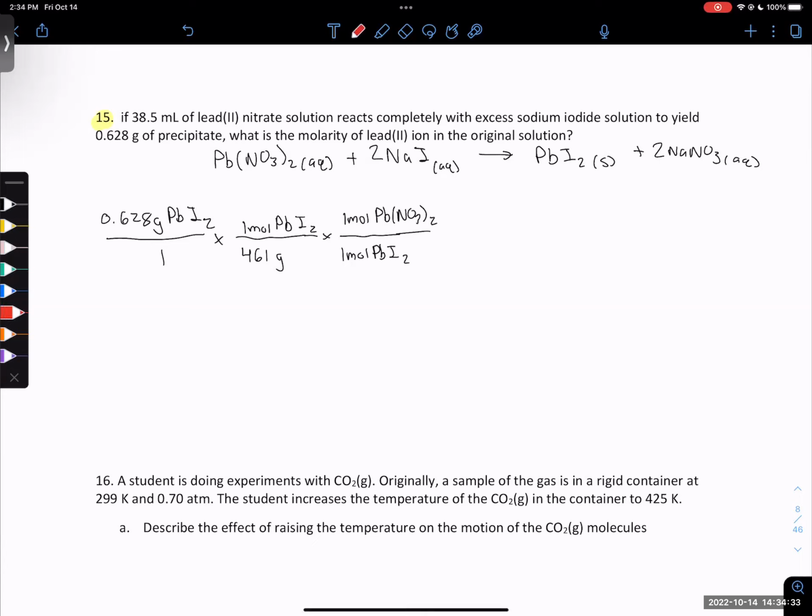So this step right here, I'm writing it out so that way no one gets confused. But again, if you know it's a 1-to-1 ratio, and the moles of PbI2 is obviously the moles of lead-2 nitrate, you don't even need to write that out. So I got 1.362 times 10 to the -3 moles of lead-2 nitrate. Is that what you got? Okay. Now, someone else. What do I do once I have this portion?